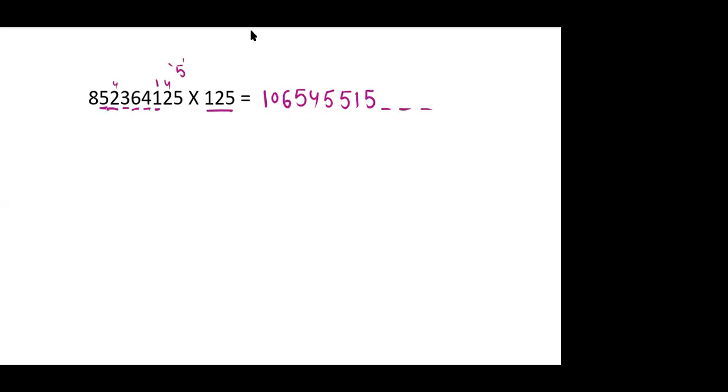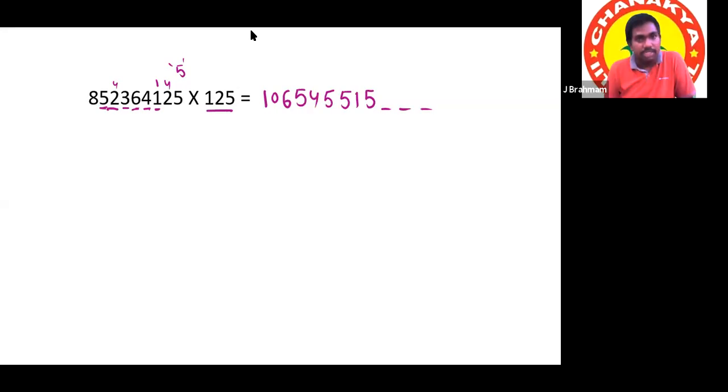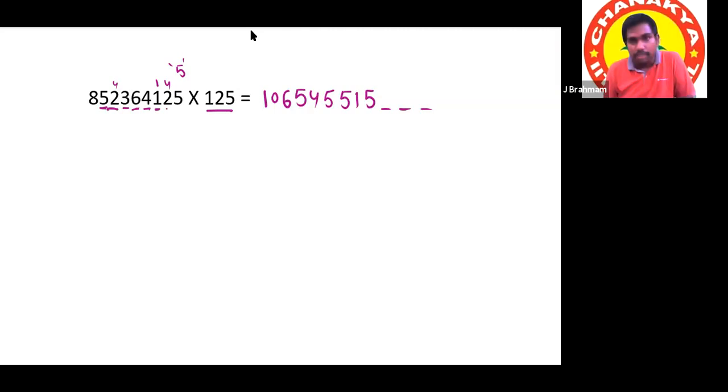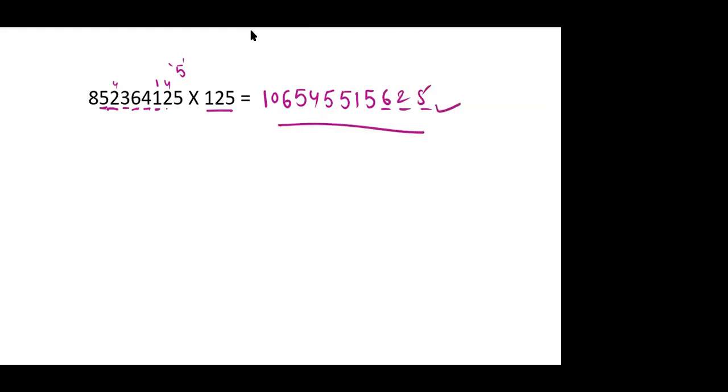If 5 is the remainder, the last 3 digits will be 625. No need to put 0, because 5 is the remainder. That's all. The last 3 digits are 6, 2, 5.